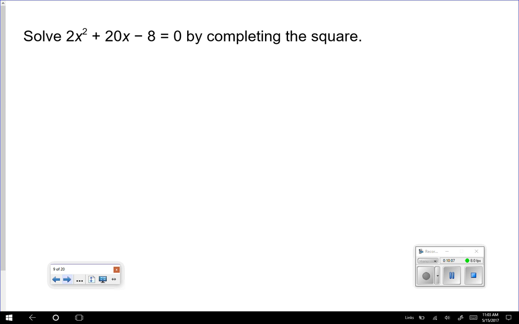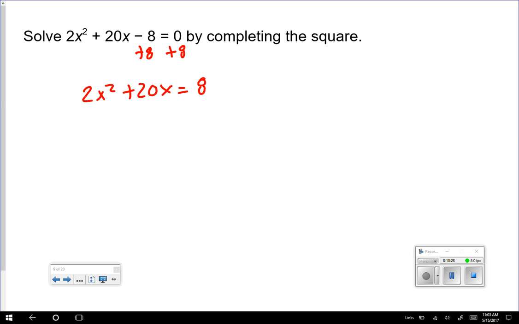All right, so now there's a C over here. So we don't want that. We want to get it set up so that there's no C there. So I'm going to add 8 to both sides. Then I end up with 2x squared plus 20x equals 8.